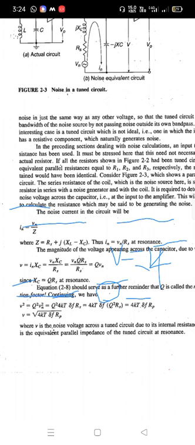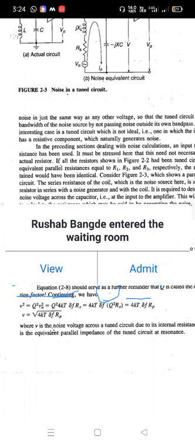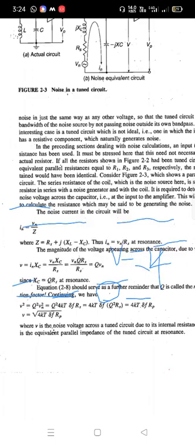So V equals In into XC, so Vn into XC by Rs, so Vn into Q into Rs by Rs. What is Q? Q is the magnification factor and the quality factor of the particular tuned circuit or RLC circuit or tank circuit. There are so many different names given. So we get here V equals Q into Vn.